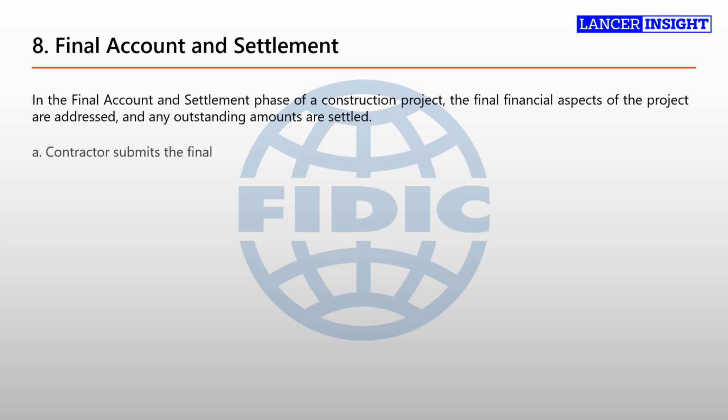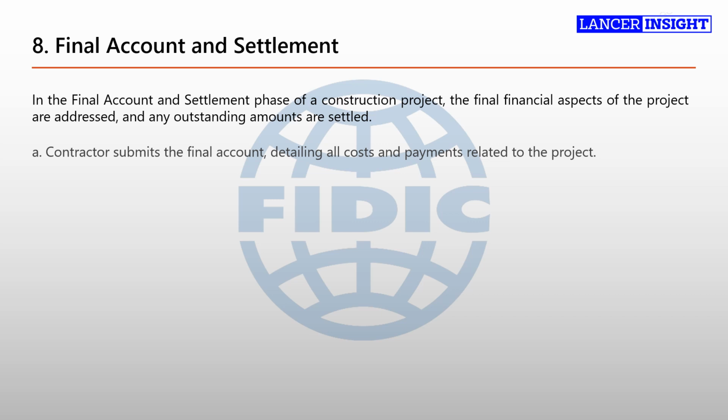A. Contractor submits the final account, detailing all costs and payments related to the project. The contractor prepares and submits the final account to the employer. This account provides a comprehensive breakdown of all costs and payments associated with the construction project. The final account includes details of all incurred costs, such as labor, materials, equipment, subcontractor payments, and other project-related expenses. It also takes into account any variations, adjustments, or change orders that have been agreed upon during the course of the project.